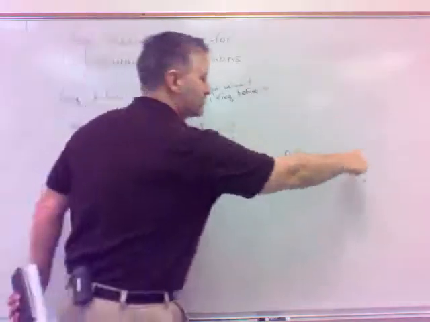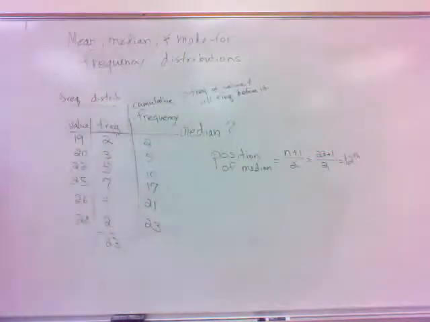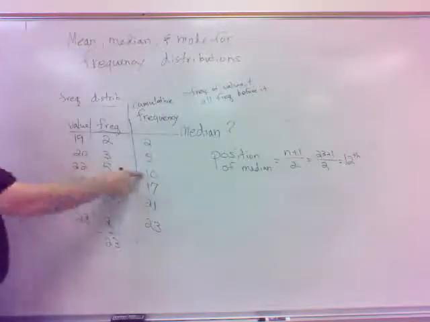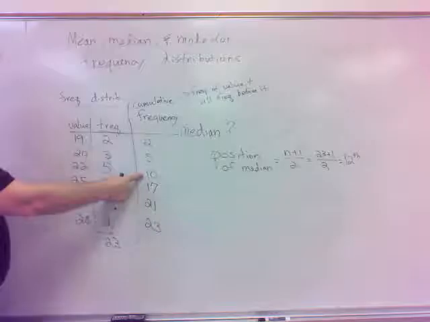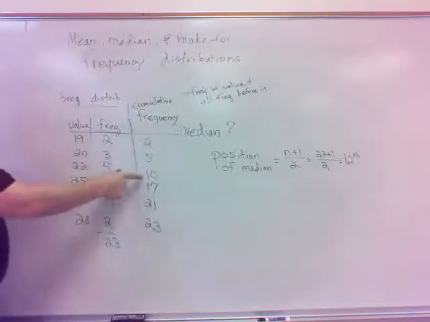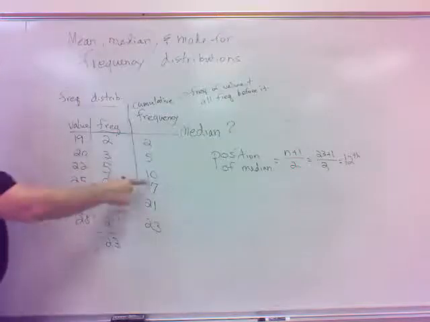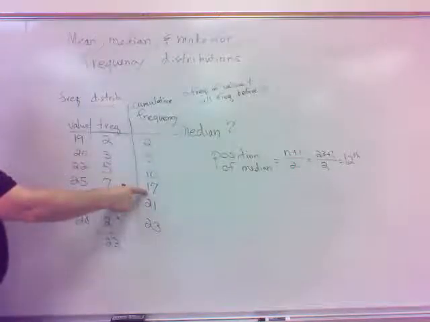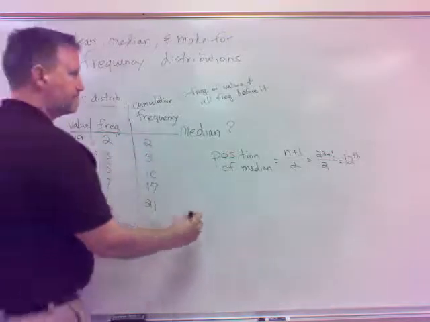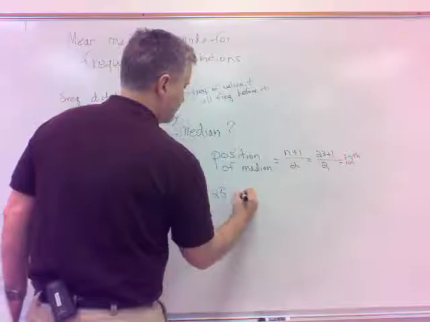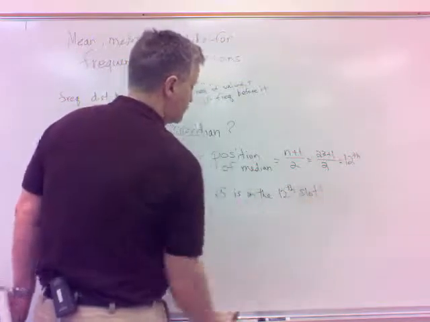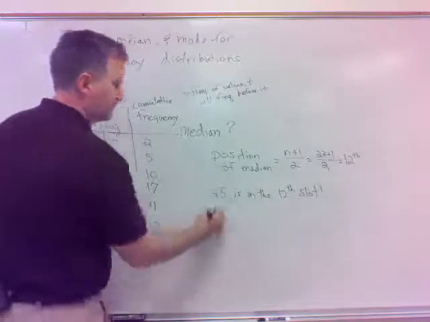Now, I'm looking for the one that's in the 12th slot. Which of these values is in the 12th slot? Well, it can't be 22 because the last 22 is in the 10th slot. It'd be 25, wouldn't it? Because the first 25 would be in the 11th slot, and then the last 25 would be in the 17th slot. So the 25 is in that 12th slot, isn't it? So what does that tell me? 25 is the median.